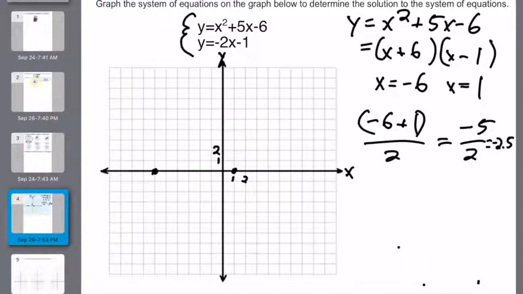-2.5. Okay, we can plot that as well. So if I go -2.5, I know I'm going to be on that line. Now it's good to know what our y-coordinate of our vertex will be. So let's go ahead and find that out. Again, for that, we just sub in this -2.5 into our original equation.